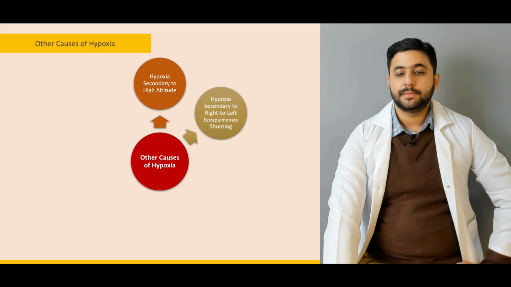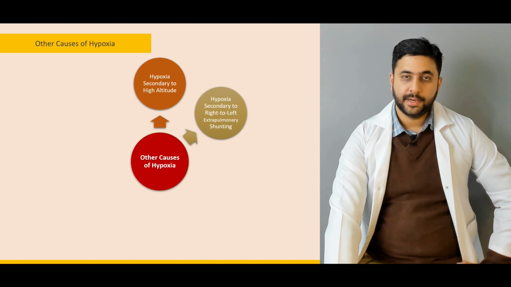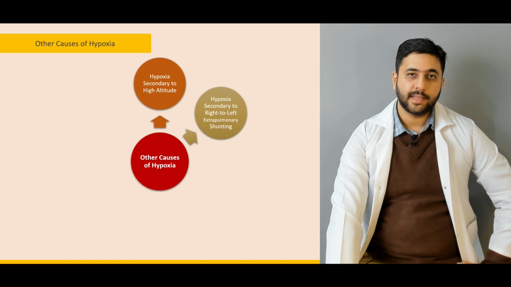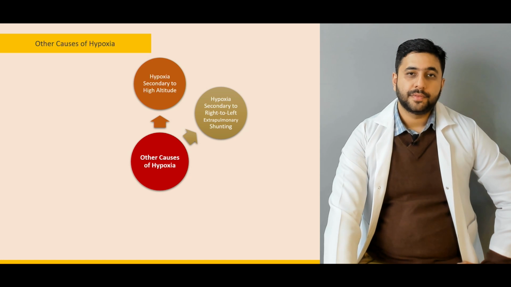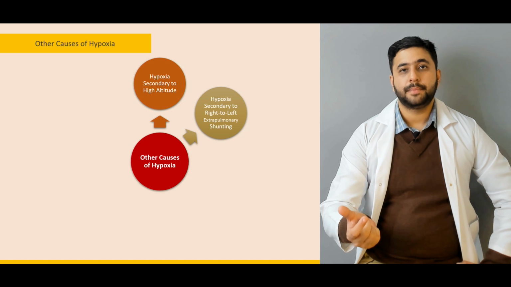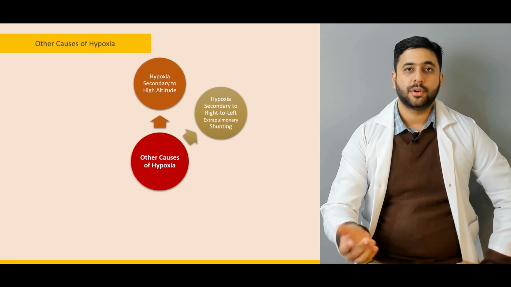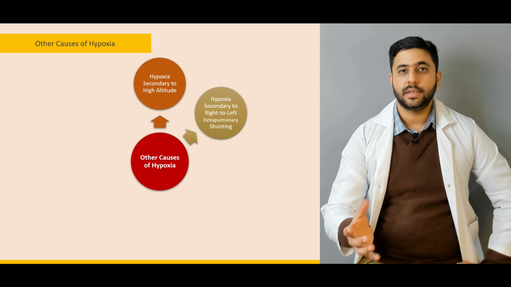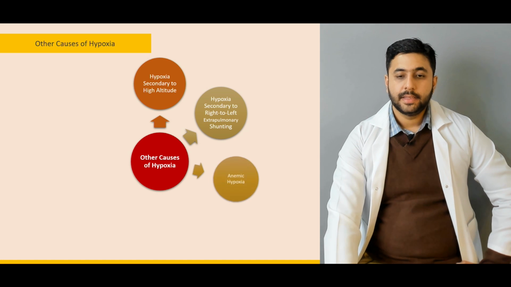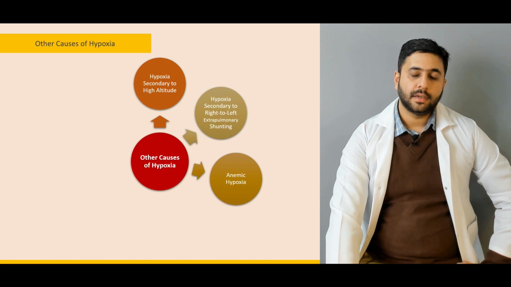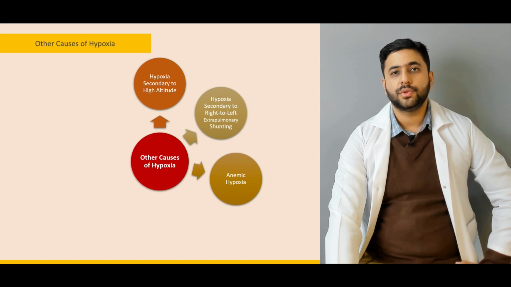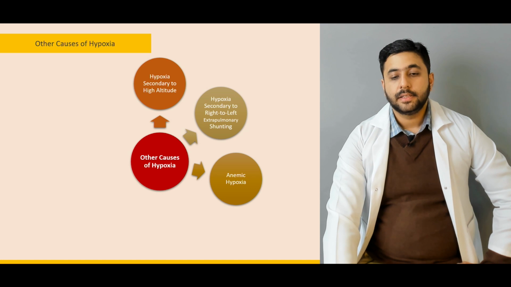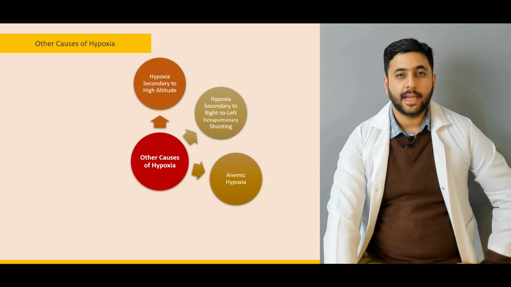Similarly, hypoxia can develop secondary to the right to left extrapulmonary shunting. For example, in certain cyanotic congenital heart diseases like the absence of the ventricular septum, the VSD condition can develop, or total anomalous pulmonary venous return, TAPVR. These are generally evident right from the birth, and the cyanosis can develop in infancy, and they are easy to diagnose in infancy.